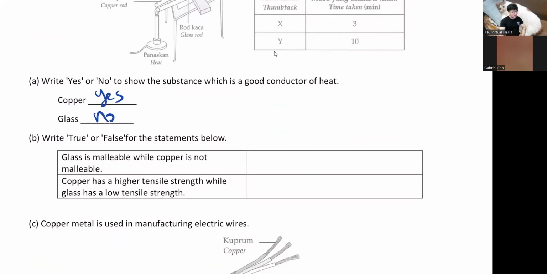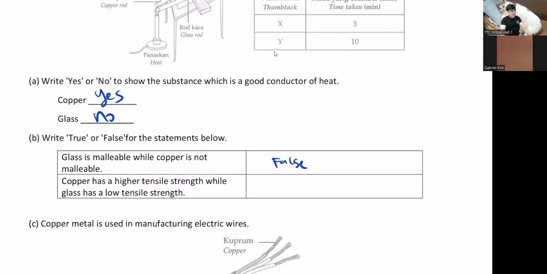All right, so B, write true or false for the statement below. Glass is malleable, while copper is not malleable. We said just now, malleable means you can hammer it into any shape. Can you hammer glass? No, you can't. So false.